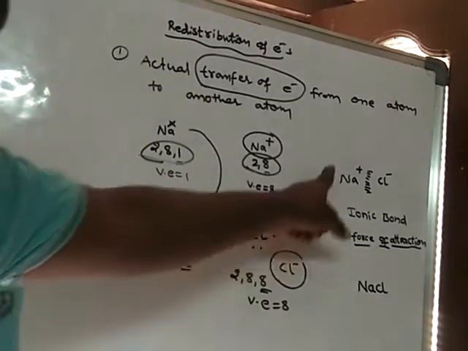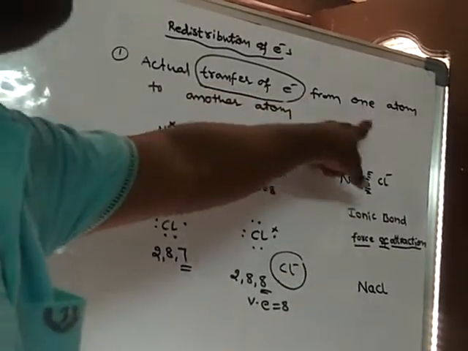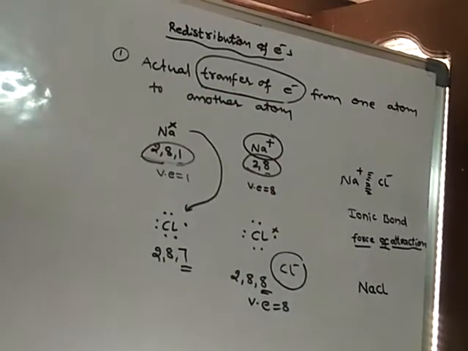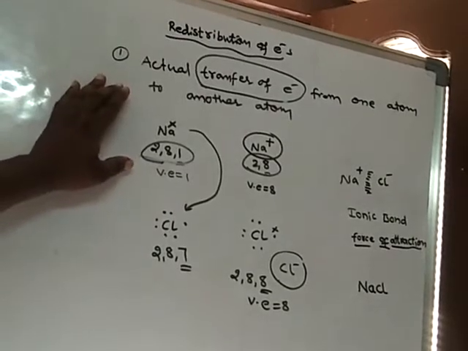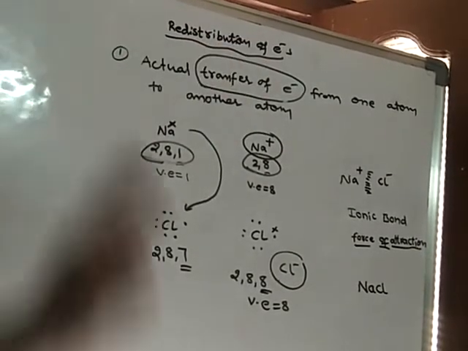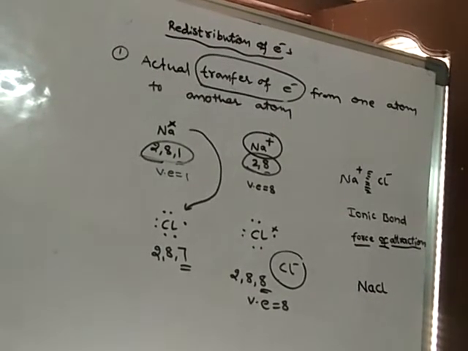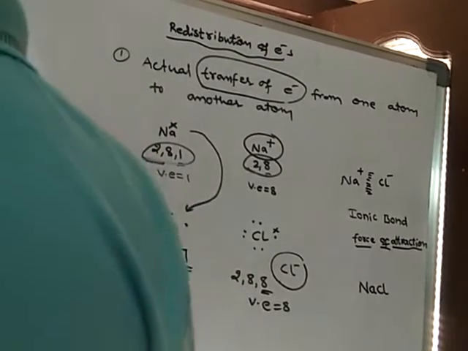So what is happening actually in this process? Actual transfer of electron from one atom to another atom is taking place. This is one of the ways how redistribution of electrons takes place. Okay, take one more example. We'll study one more example for this.